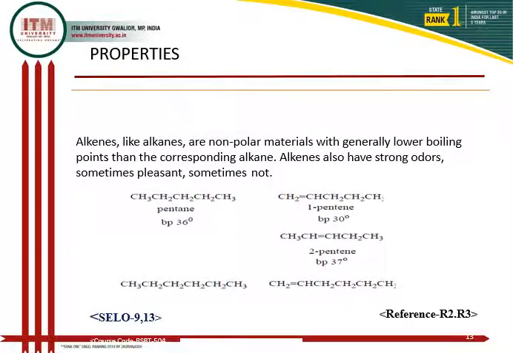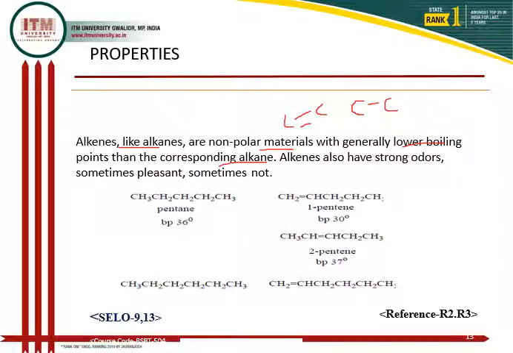Now let's talk about the properties of the alkenes. Alkenes, like the alkanes or the paraffins, are non-polar materials having a lower boiling point as compared to the corresponding alkanes. Why does the alkene have the lower boiling point? Because alkene has the pi bond. Yes. And paraffins or alkanes have the sigma bond.